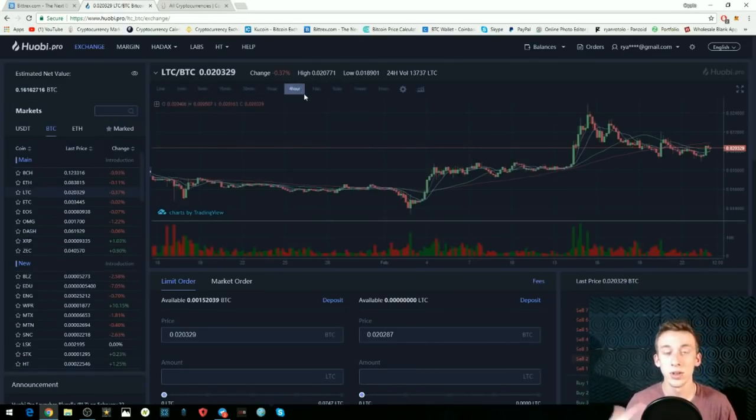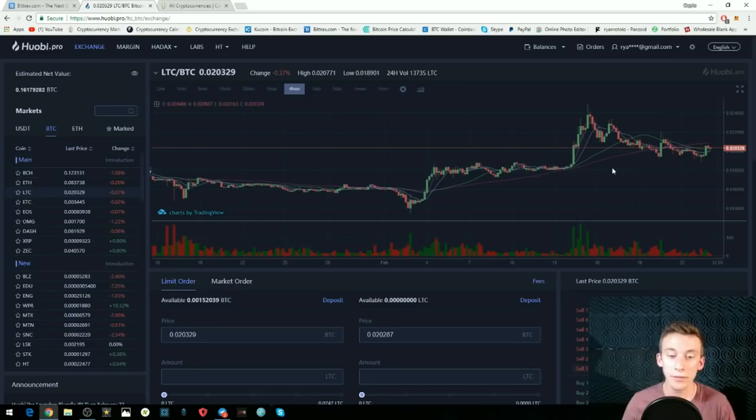Now, I personally like to use the 4-hour candlestick time because it just gives you a large array of what's going on with the market, but not too much information that's kind of useless. So I use the 4-hour, but of course you can use whatever you want, and you can see this beautiful graph. They have the moving averages.